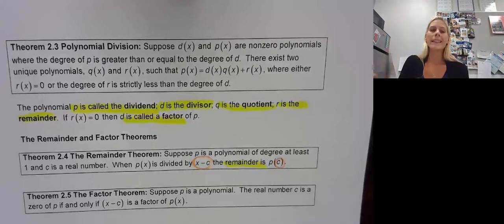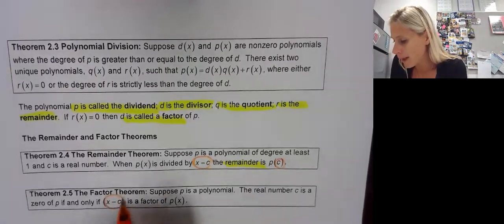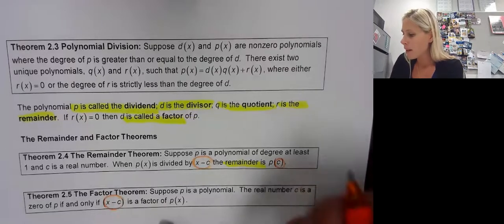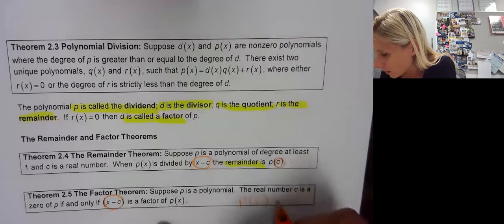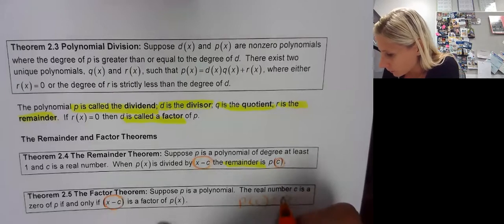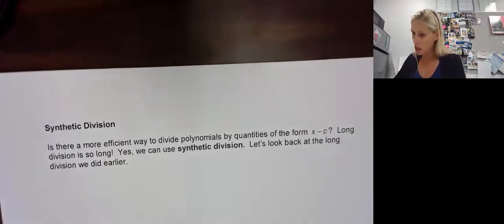Now, suppose p is a polynomial. The real number c is a 0 if and only if x minus c is a factor. Okay, so if we have x minus c, if you plugged in that c, we would get 0. Okay? No remainder if it is a factor. So where does that take us?